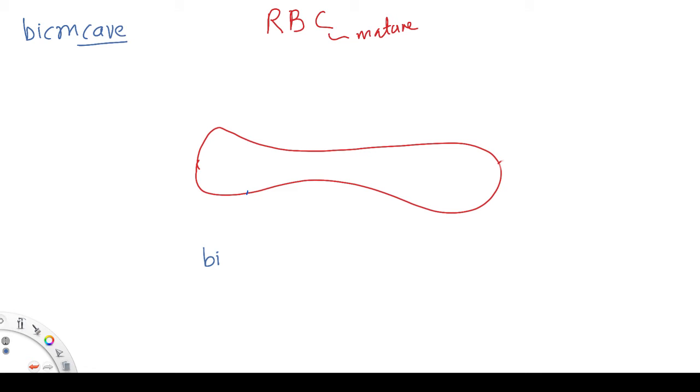Again, RBC is about 7 micrometers in diameter. It's very, very flexible. Every characteristic of the RBC is strictly designed for carrying oxygen. It's unbelievable. The more you learn, the more you realize this is no accident. It's completely designed. But anyhow, biconcave, 7 micrometer diameter.